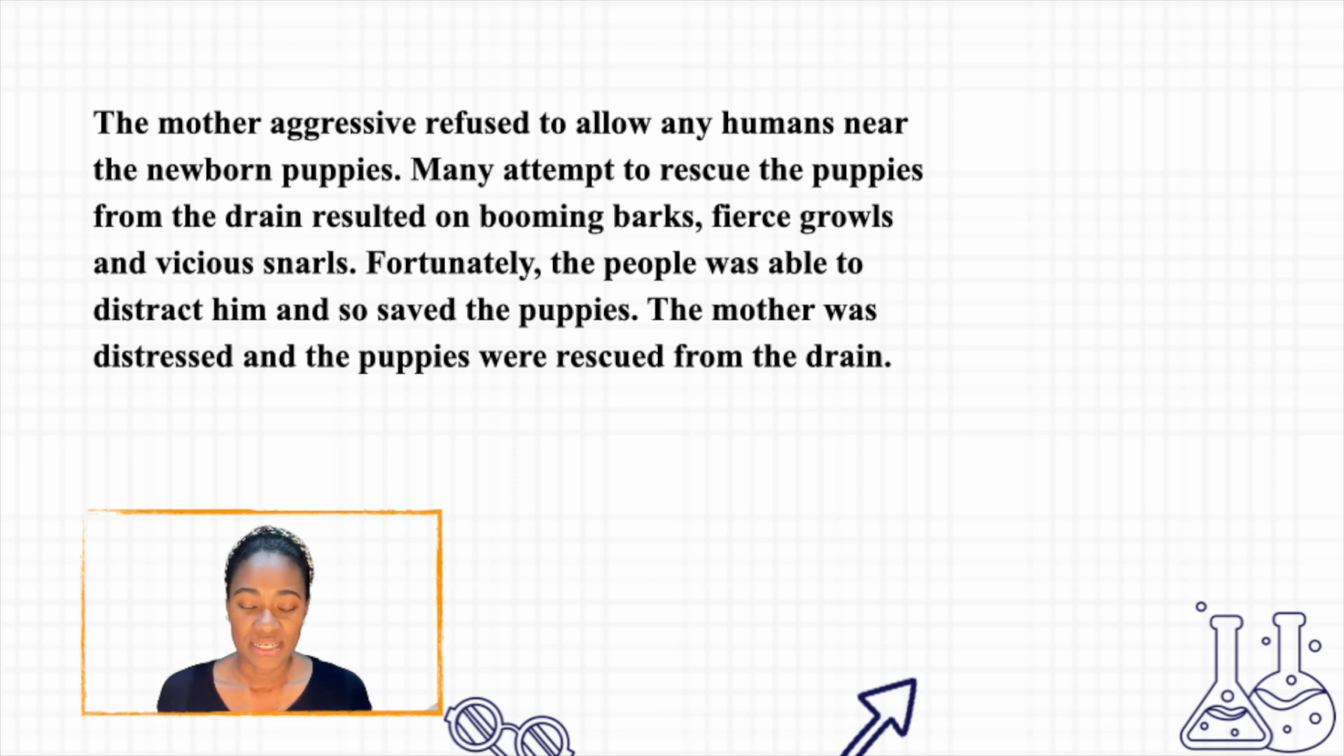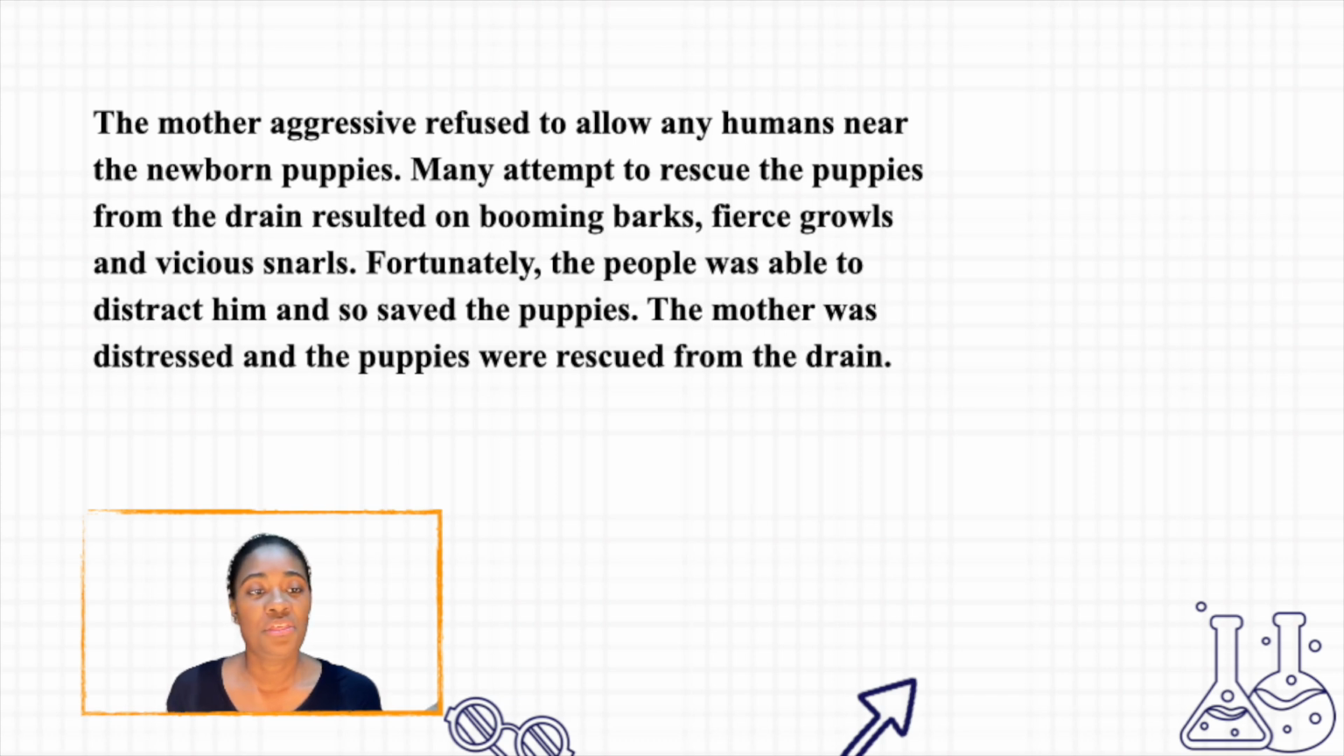So what we have here is a situation where a mother is trying to protect her newborn puppies from humans, but those newborn puppies are in a little bit of danger and the mother doesn't seem to be able to help them. We're only talking about a mother and puppies here, and so let's see how the grammar should have been presented in each of the lines.